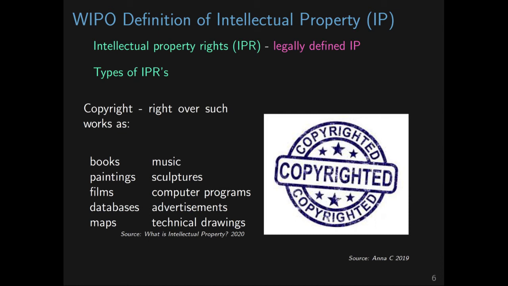The last type of intellectual property that I will mention today is the copyright. And the examples of this, so you get an idea of what copyright is about, include a wide variety of works such as books, paintings, music, sculpture, even computer programs, and technical drawings as well. So these are copyrightable works.